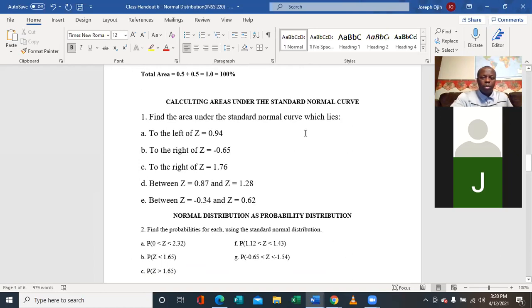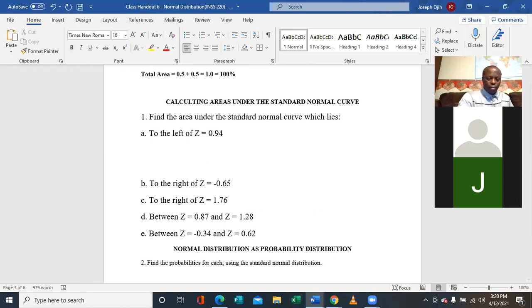Now we are about to start. You say find the area, calculating the areas under the standard normal curve. Find the area under the standard normal curve which lies to the left of 0.94. Okay, that's A. Say to the left of 0.94.